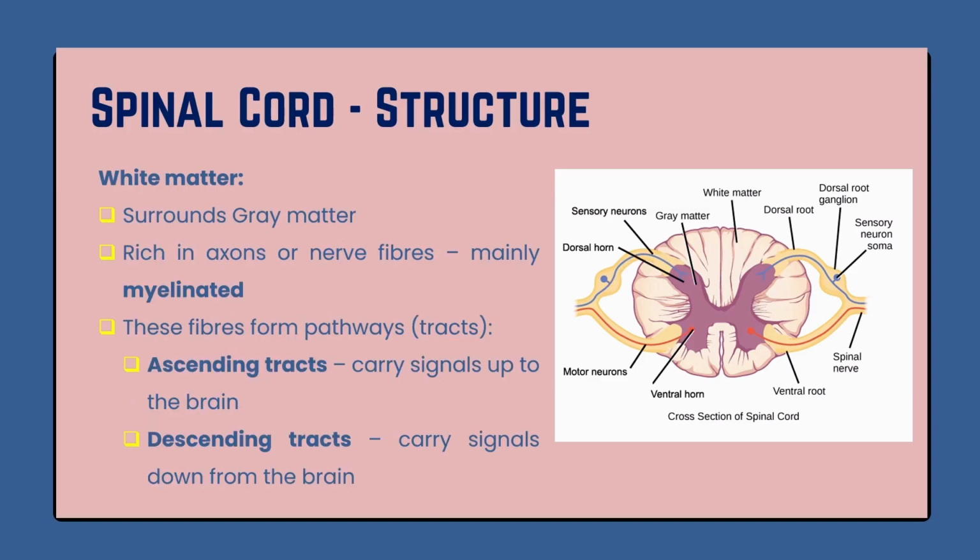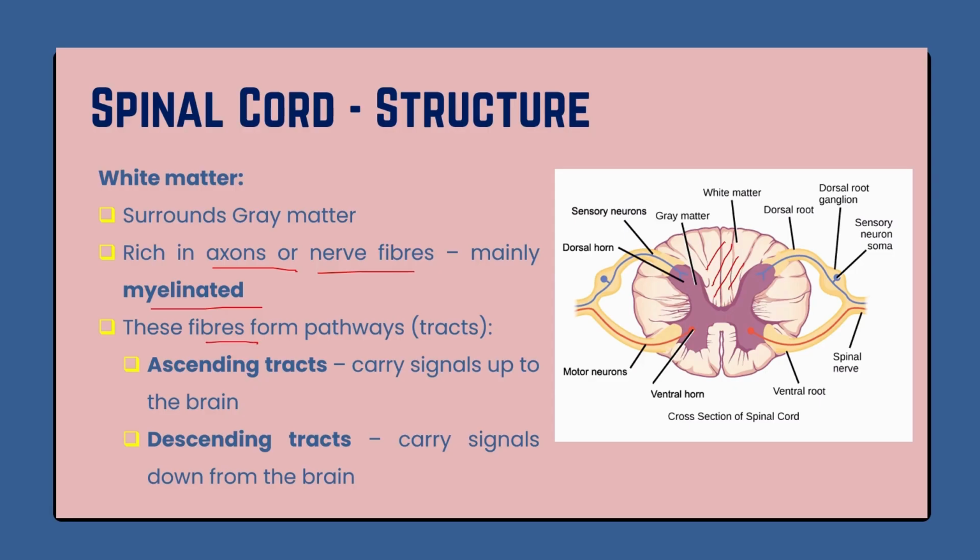All right. Next, white matter. White matter surrounds the gray matter. You can see here, right? It is rich in axons or nerve fibers, mainly myelinated. We saw that the gray matter is gray because it is rich in cell bodies and unmyelinated interneurons. White matter is white because it is rich in axons and mostly myelinated. The myelin sheath is creamish, whitish in color. So because this area is rich in myelinated axons, it is called white matter.